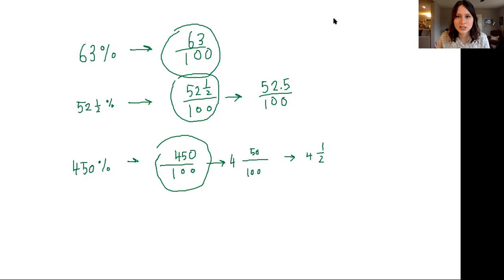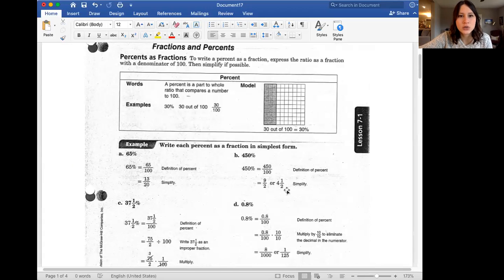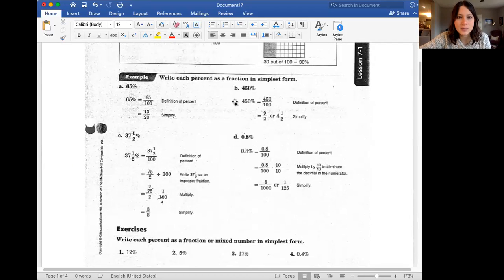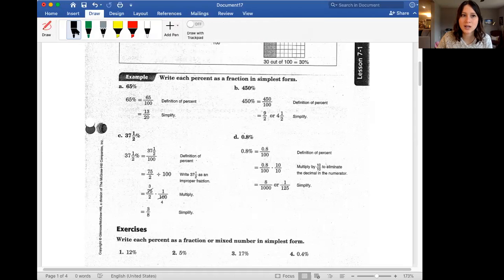So let's take a look at our study guide. On our study guide, they've given us a visual of really what a percentage is. Well, 30% is 30 out of 100, and that's how we describe our percentages. And then there's 4 examples here. 4 of them are ones that I did with you or similar to what I did with you. And then we've got a decimal as well, like 0.8%. We would just write that as 0.8 over 100.